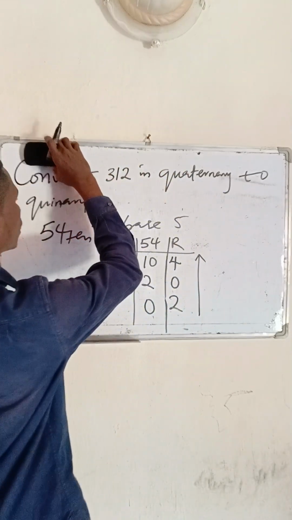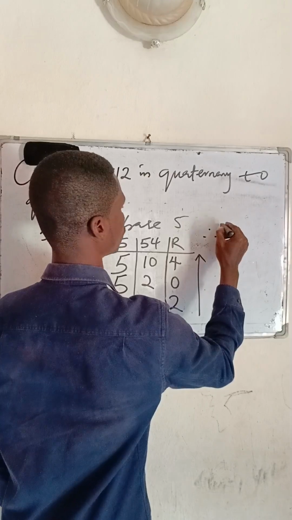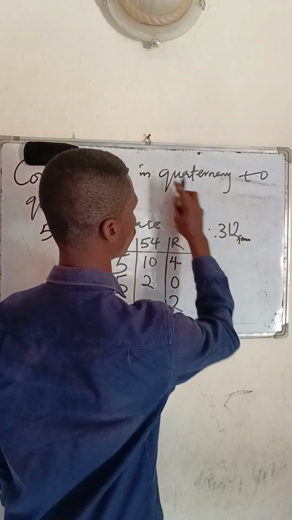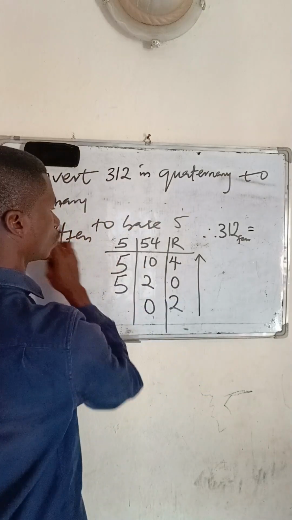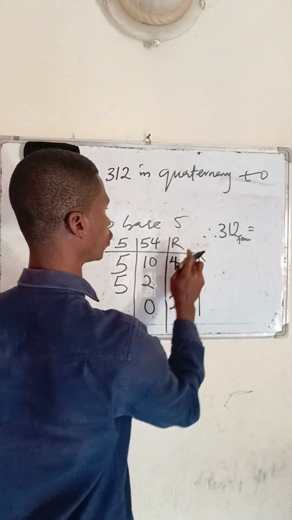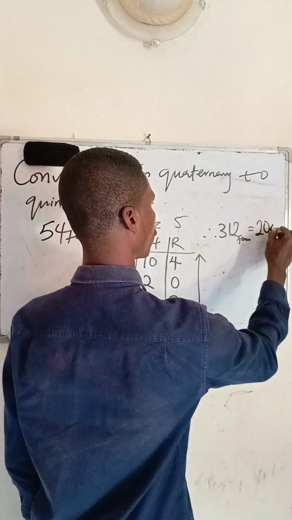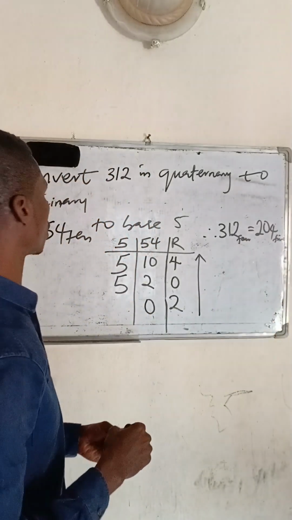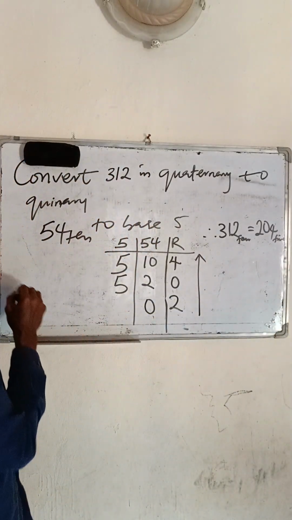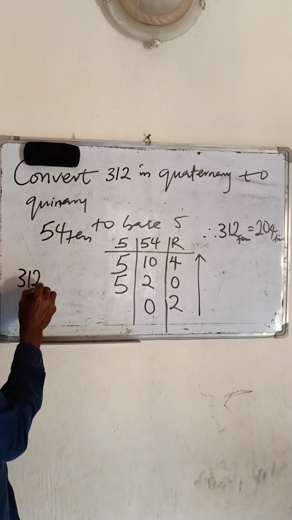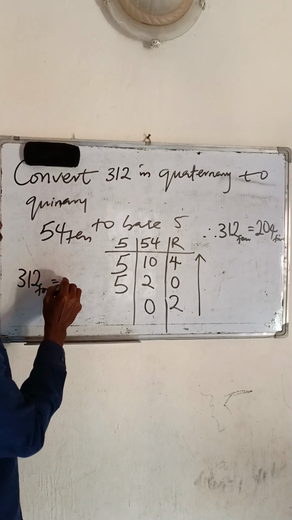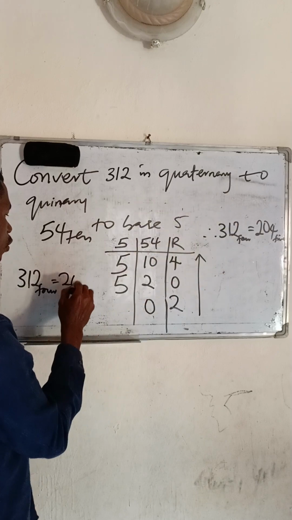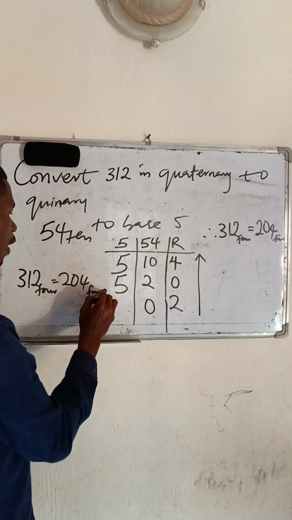So therefore, 312 in base 4, which is quaternary, is equal to, what is the answer? 204 in base 5. Are you seeing it now? Which is a quinary. So that is it. So we have 312 in base 4 equal to what? 2, you take it from down, the same thing there, 0, 4 in base 5.